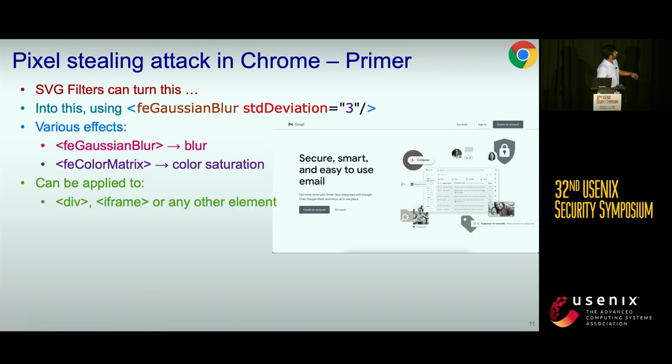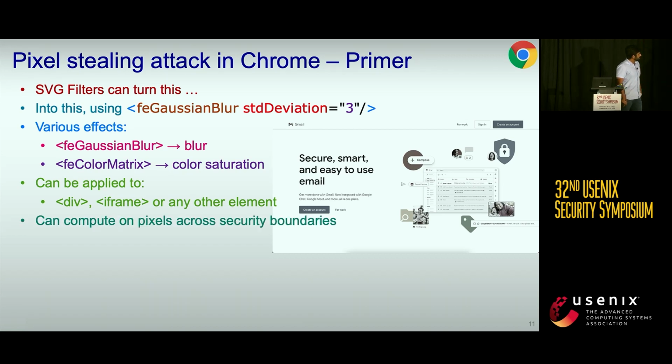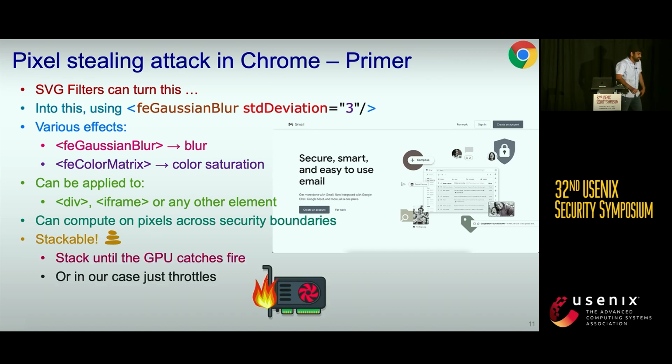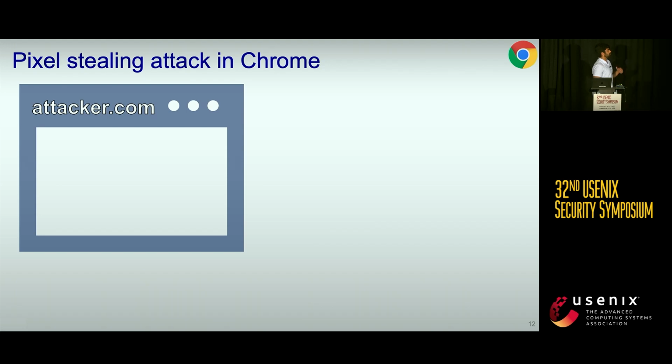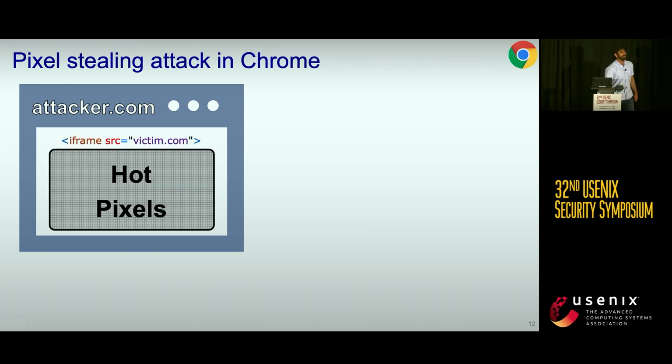Now, these filters can be applied to almost any HTML element in the DOM. It can be applied to a div or to an iframe. So we use these SVG filters to compute on pixels across security boundaries. Next, the other property of these SVG filters is that they are stackable, which means that we can stack these filters on top of each other until the GPU catches fire, or in our case, just throttles. So now I'm going to give a brief overview of the pixel stealing attack. Let's say we have attacker.com, which embeds an iframe with a source victim.com.